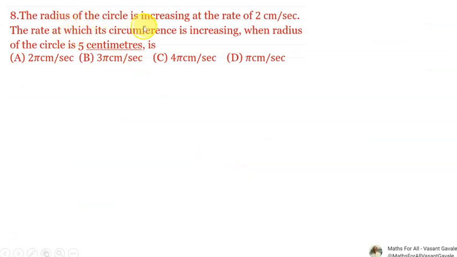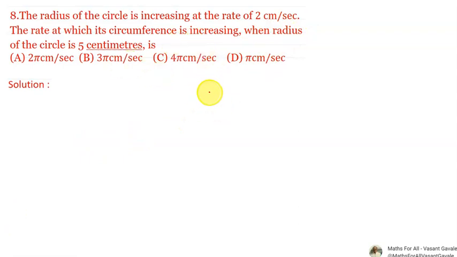The radius of a circle is increasing at the rate of 2 centimeter per second. The rate at which its circumference is increasing when the radius of the circle is 5 centimeter is: A, 2 pi centimeter per second; B, 3 pi centimeter per second; C, 4 pi centimeter per second; and D, pi centimeter per second. We have been given that the radius of the circle is increasing at the rate of 2 centimeter per second.